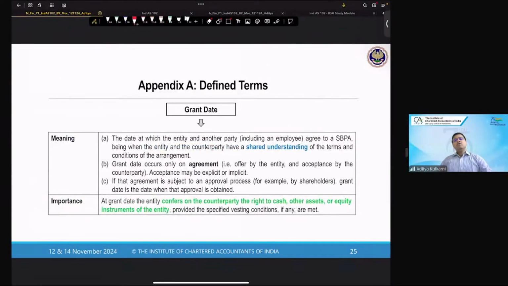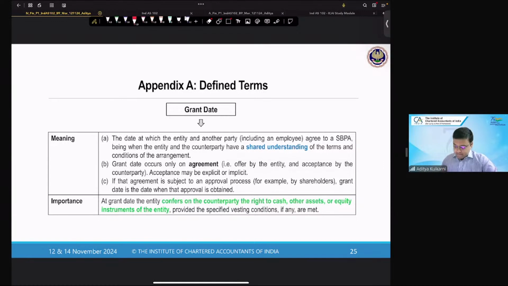Now coming to the grant date, I need you to remember these particular definitions. It's all very simple, what I have discussed till now. It's nothing very difficult or technical. But I need you to remember some particular definitions because they have a direct bearing on our accounting. Market-based and non-market-based performance conditions are very important. Service condition, you are already comfortable with. Then you have the grant date.